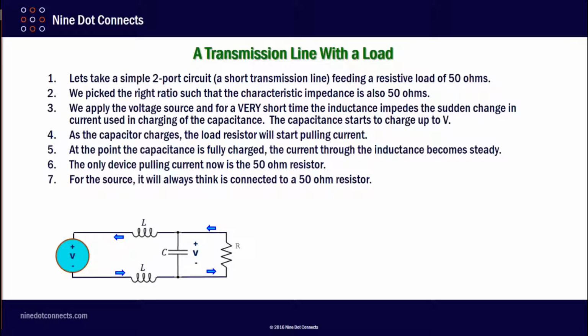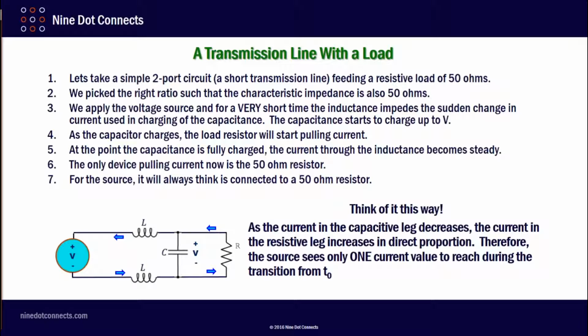For the source, it is always going to think it's connected to a 50 ohm resistor. Think of it this way. As the current in the capacitive leg decreases, the current in the resistive leg is going to increase in direct proportion. Therefore, the source sees only one current value to reach during the transition from T0 when we apply the step voltage.